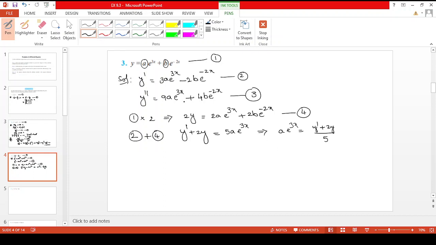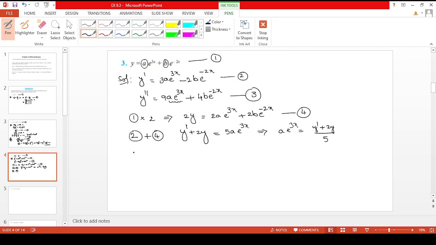Now, can you see here a into e power 3x value is over here. Similarly, we can also obtain b into e power minus 2x value, so that I can substitute the values of this one also. So to get that one, I need to do 2 minus 4, not 2 minus 4, I'm sorry. To avoid the a terms, I need to multiply the first equation by 3 and the second equation by just 1 itself.